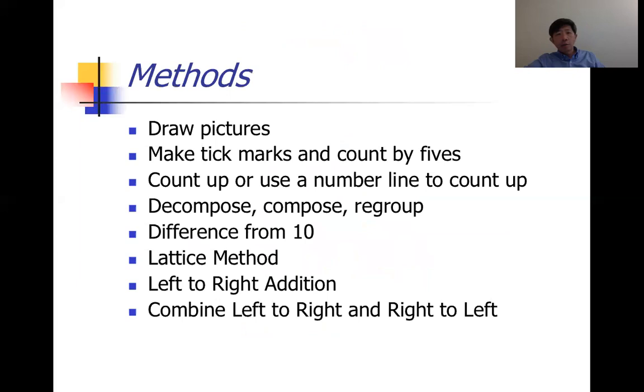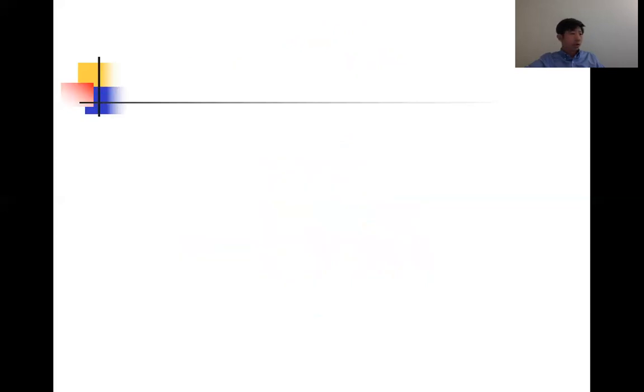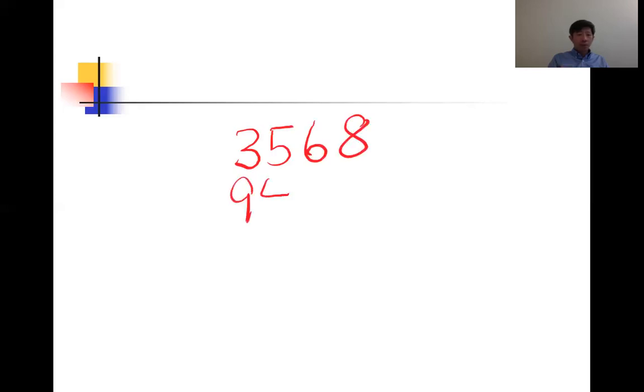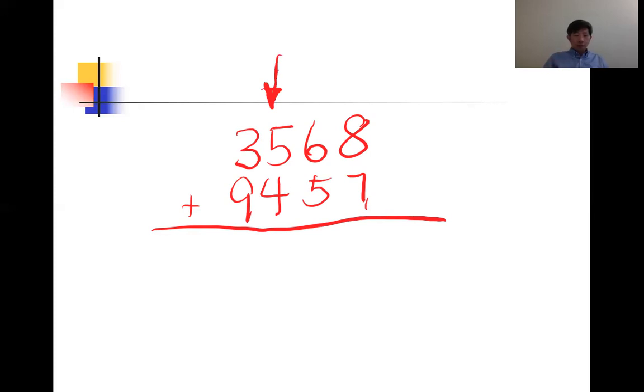Now, can we combine left to right and right to left? The last one is combining left to right and right to left. Yes, we can do this. So here is the problem: 3568 plus 9457, okay? And we want to combine this, all right? Let's say we're going to add the numbers from the middle, okay? From the middle, all right? So let's get started. Can we meet at the number in the middle? Yes.